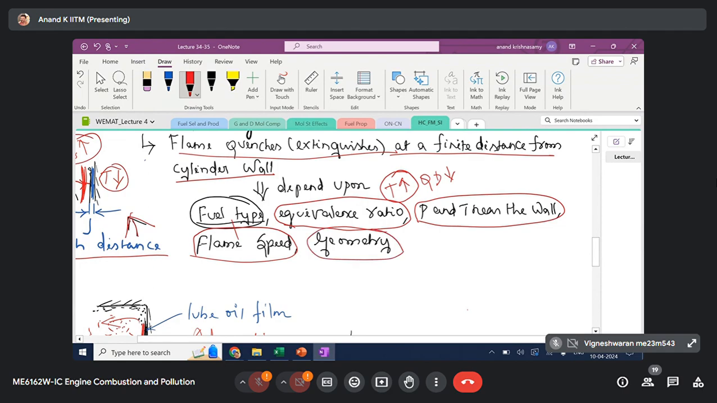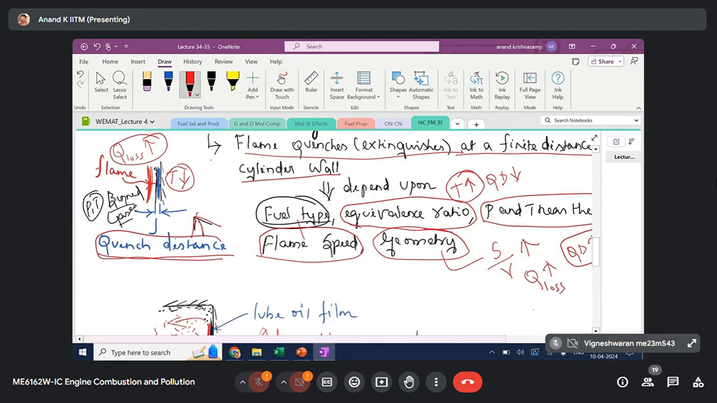Geometry near the wall is also going to affect the quench distance because geometry affects the surface to volume ratio near the wall. When the surface to volume ratio is high, heat loss is high, so the quench distance will be high. The geometry is going to be different at different regions inside the combustion chamber. So if there are regions with very high surface to volume ratio, the flame will quench at a higher distance compared to regions where the surface to volume ratio is lower. So these are the variables that affect the magnitude of quench distance. Based on the magnitude of quench distance, the HC level in the exhaust from this source is going to be different.